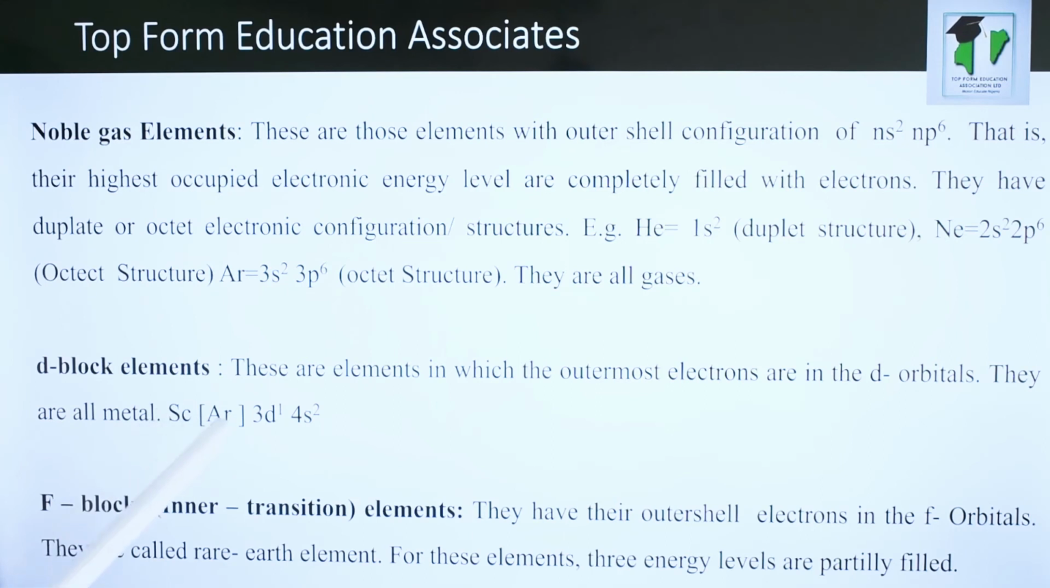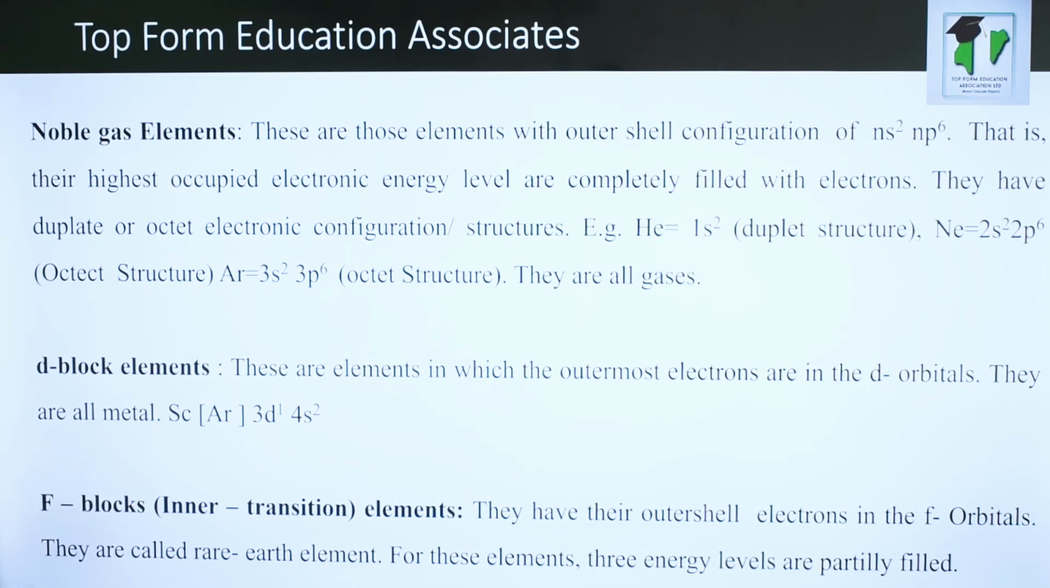Now, in this configuration, we used Ar in square brackets to shorten the electronic configuration because argon, as we know, is 18. So instead of us starting to write from 1s2, 2s2, we just put it in short form, Ar. Ar means argon. So this is the continuation. So the D block elements are simply the transition metals.